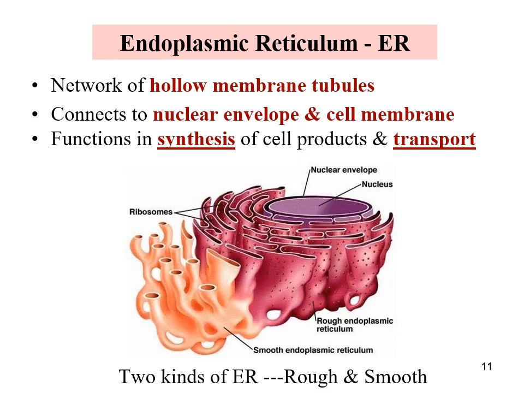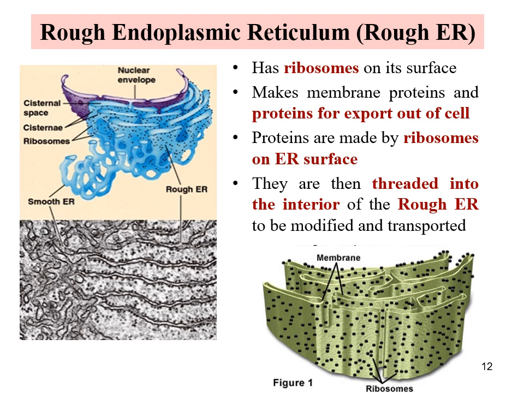The endoplasmic reticulum, ER, is a network of hollow membrane tubules. It connects to the nuclear envelope and the cell membrane and functions in the synthesis of cell products and transport within the cell. There are two main types of ER. The rough endoplasmic reticulum, rough ER, has ribosomes attached to its surface, giving it a rough appearance. The rough ER is primarily involved in making membrane proteins and proteins for export out of the cell. These proteins are made by the ribosomes on the ER surface and are then threaded into the interior of the rough ER to be modified and transported.